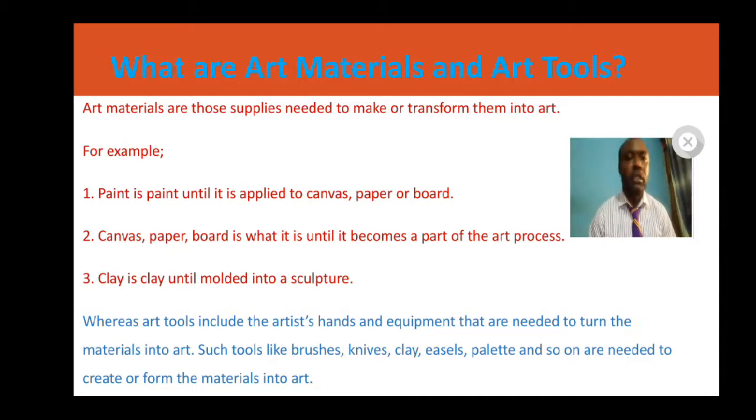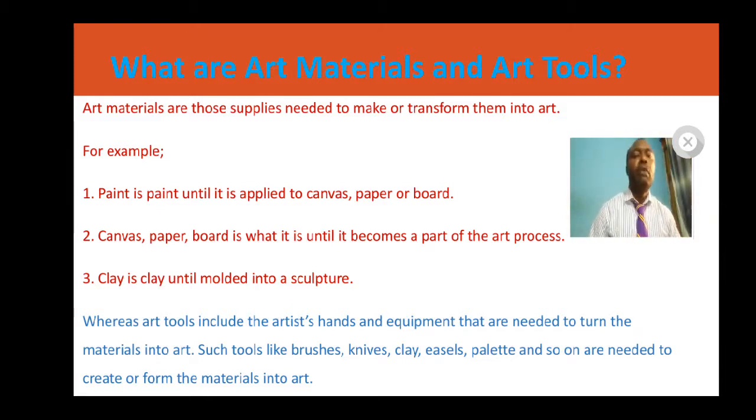It is still a what? Material. But when it is applied to a surface like a canvas, a paper, or a board, or even a wall, then it has turned from material to artwork. 2. Canvas, paper, and board. These three things, they are still a material until they are used to create any form of artwork.